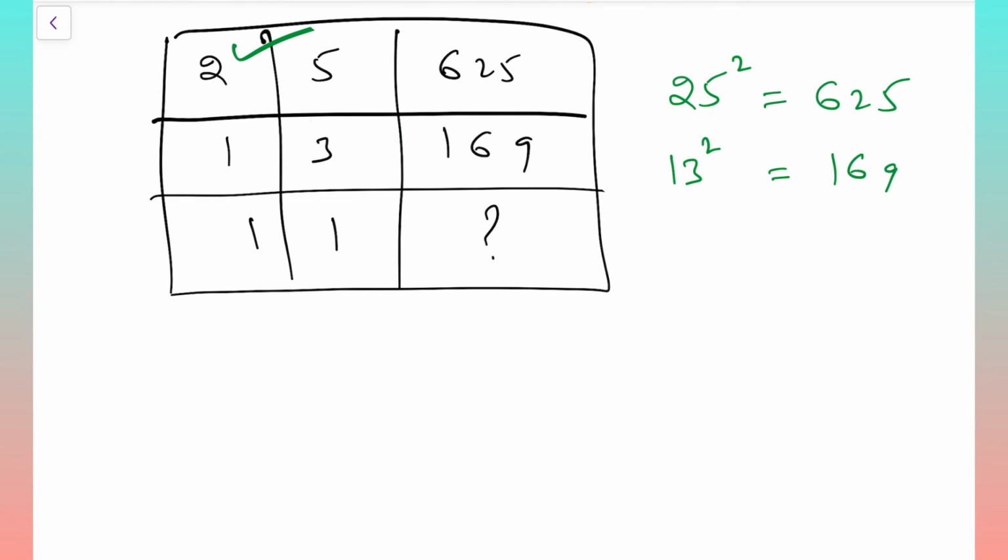Okay, now the same way, last row also if we observe, here 1 is there, here 1 is there. These two numbers, if we write side by side, it will become 11. So 11 square, 121.